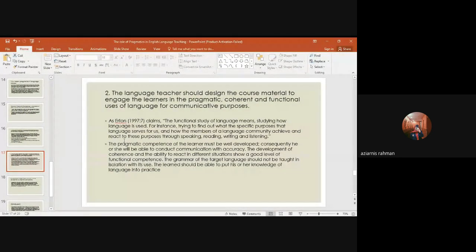The pragmatic competence of the learner must be well developed. Consequently, he or she will be able to conduct communication with accuracy. The development of coherence and the ability to react in different situations show a good level of functional competence. The grammar of the target language should not be taught in isolation with its use. The learner should be able to put his or her knowledge of language into practice. Okay, thank you.